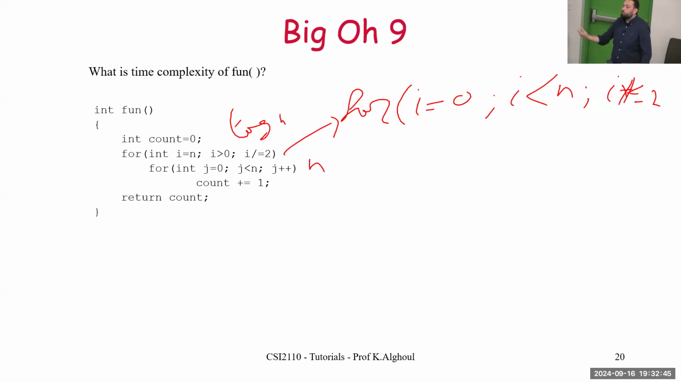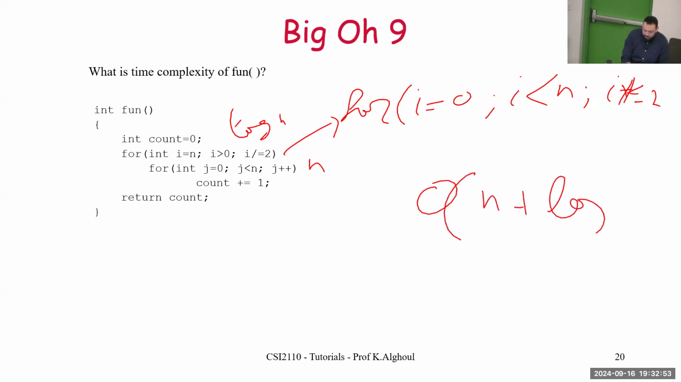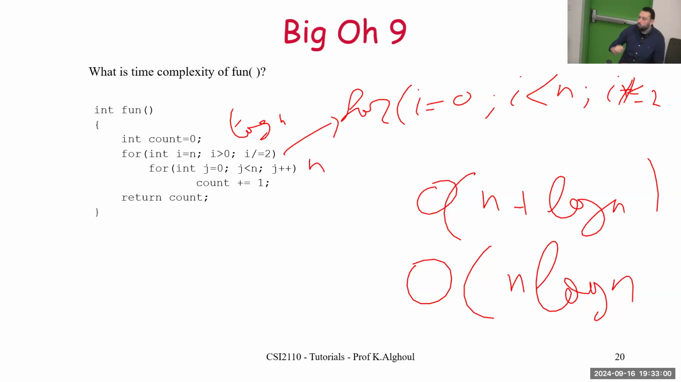So now I know that this is going to be log n, and this is going to be n. Now the next step for me is what? I have two choices here, right? It's either O of n plus log n, or it's O of n log n. Which one do you think? Multiplication or addition? Why? Exactly. So do you see? It's just a way of systematically breaking down the problem.